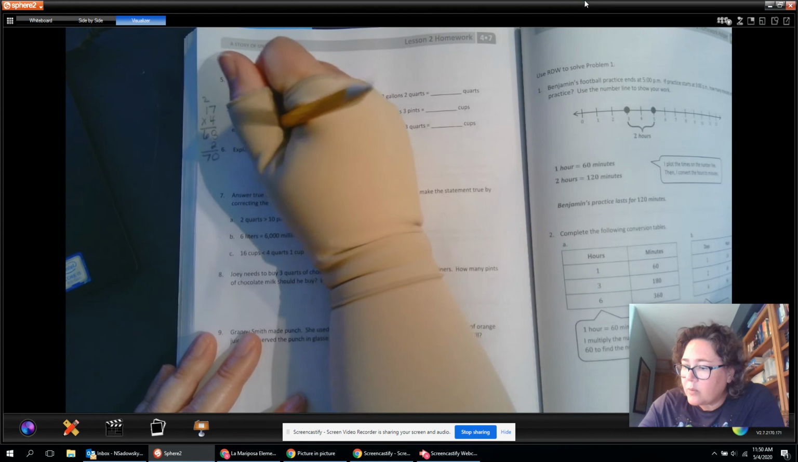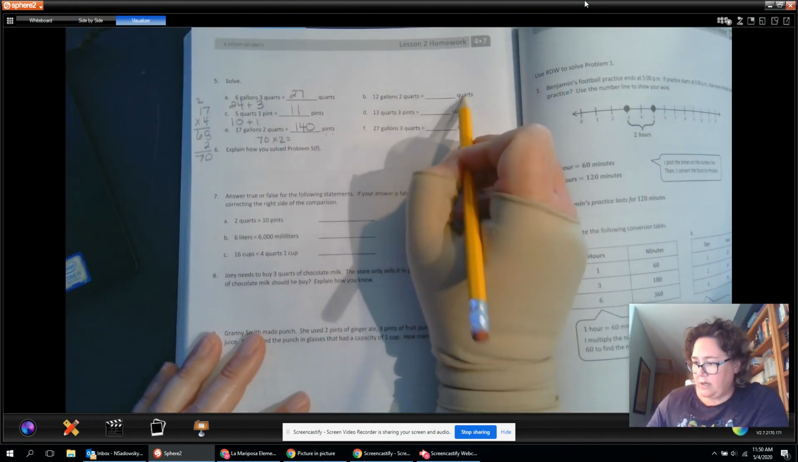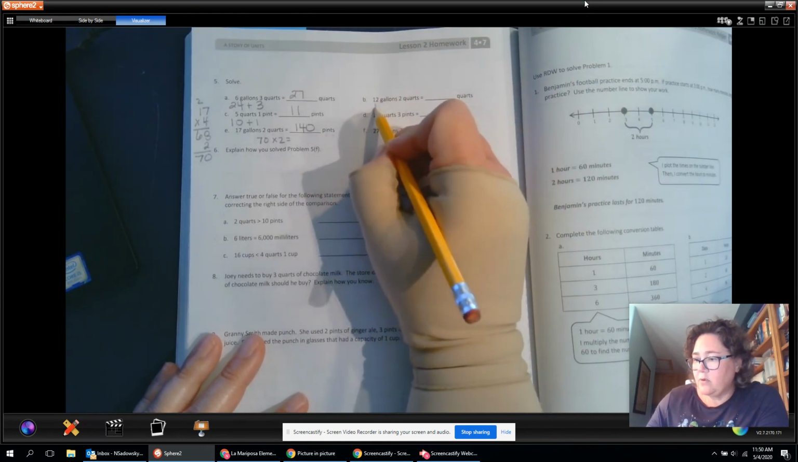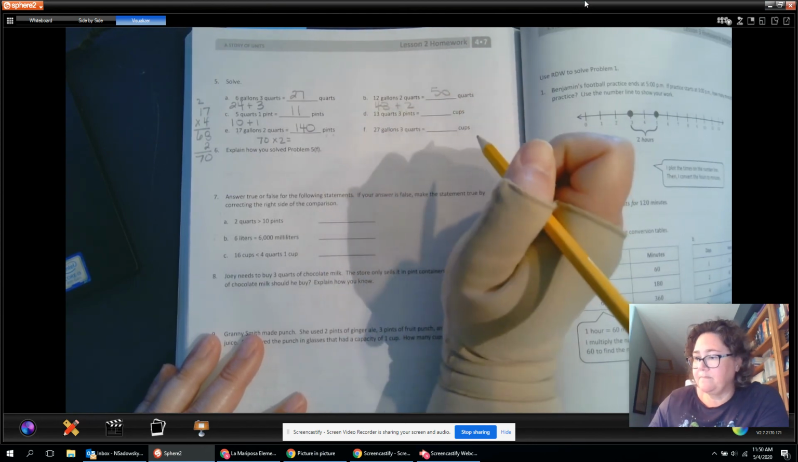No, I'm sorry, not 170, just 70. Over here, gallons to quarts, we want to make quarts. So again, there's 4 quarts that make a gallon. So 12 times 4 is 48. Add the 2 more, we're at 50.